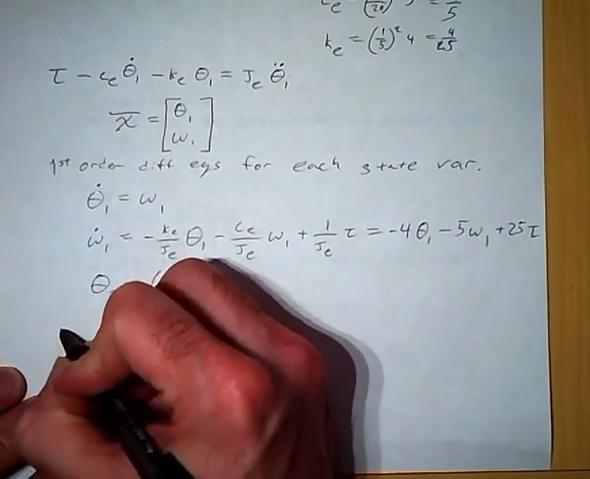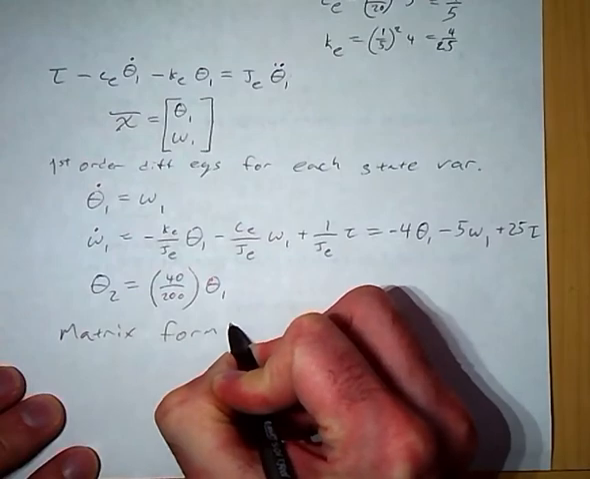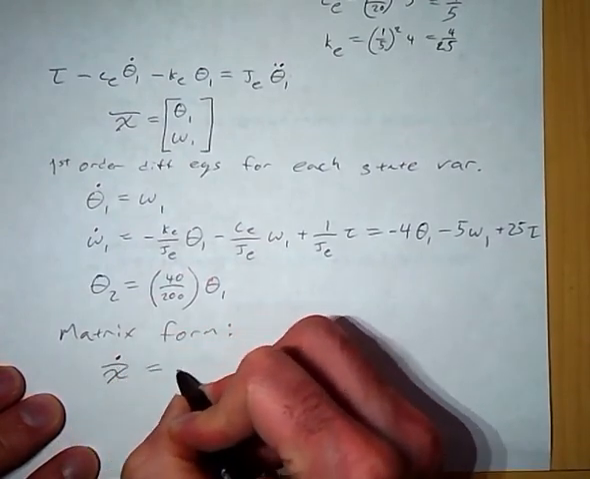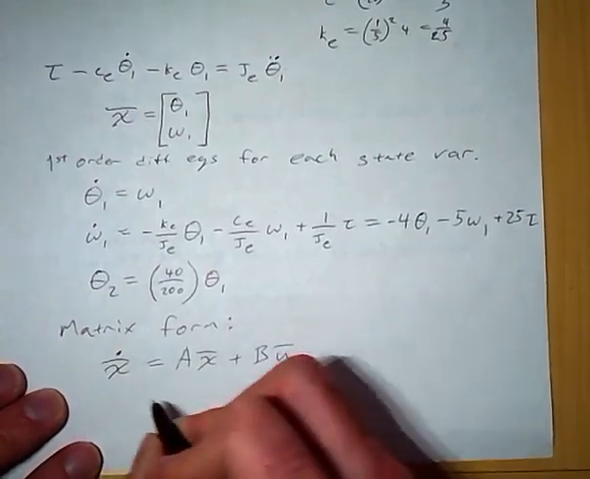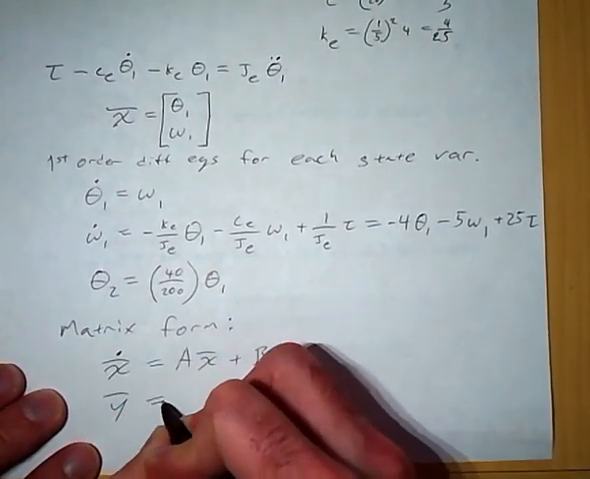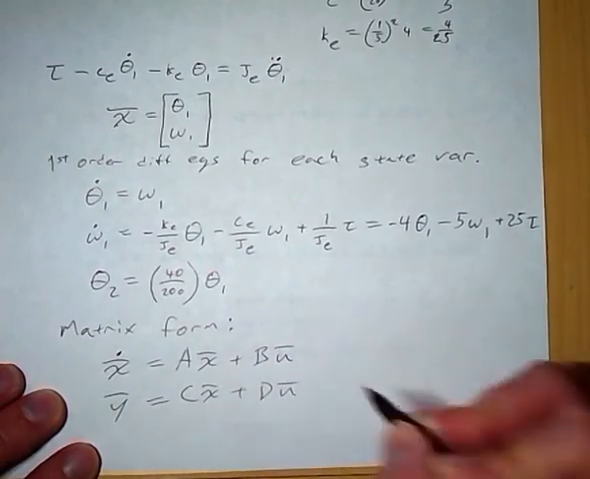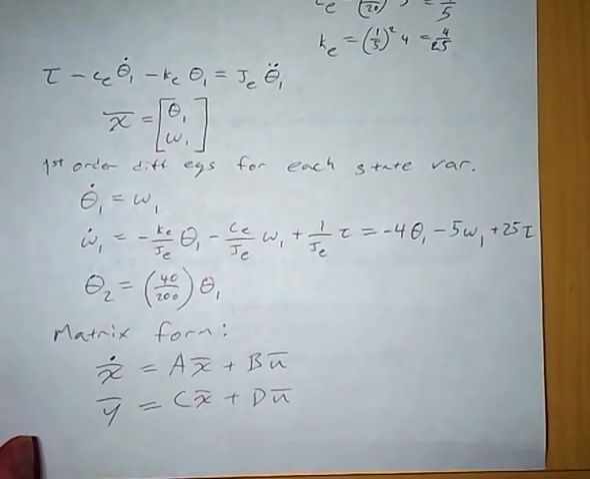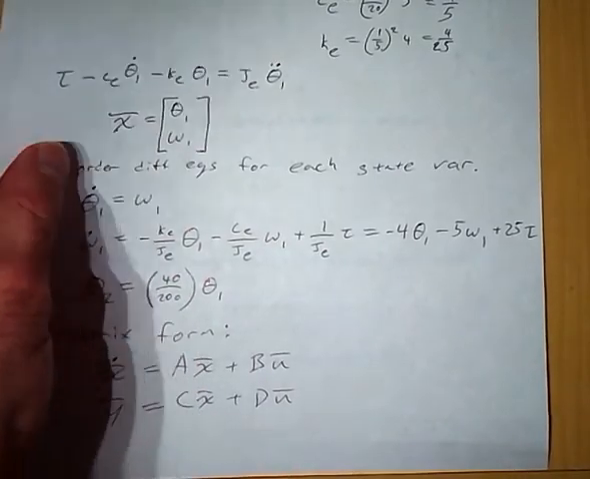So that looks like the time derivative of our state vector is A times the state vector plus B times the input vector, and our output is C times state vector plus D times the input vector. And I'll do that on the next sheet of paper.